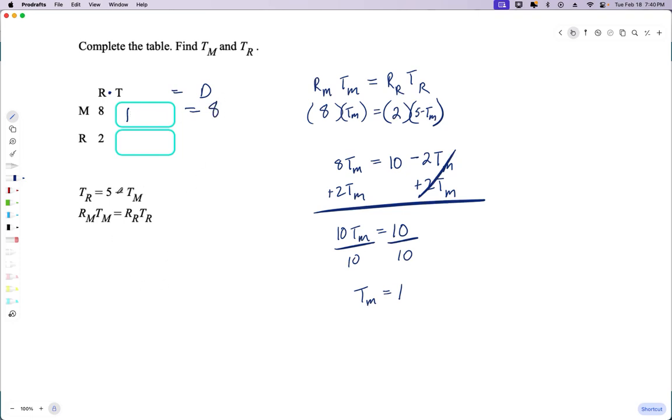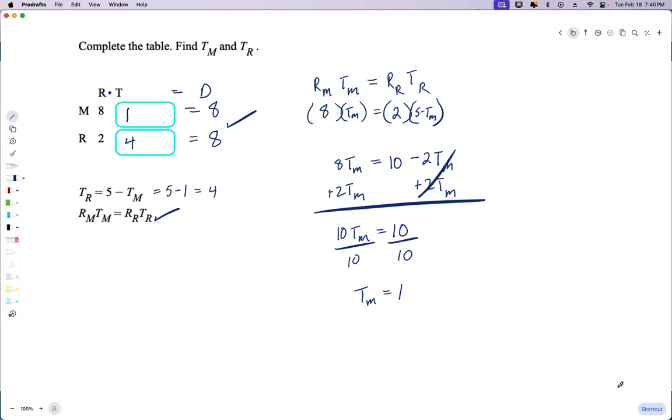And it says here that TR is equal to 5 minus TM. TM is 1. So that's going to be 5 minus 1, which is going to equal 4. 2 times 4 is equal to 8. That makes this statement true. These distances are equal, so we did it right.